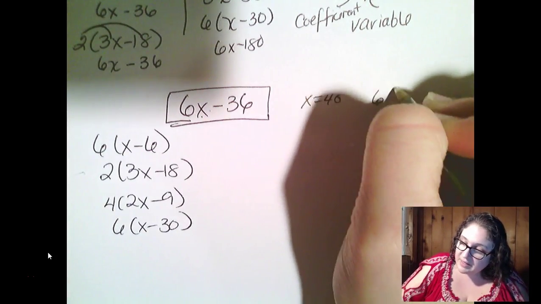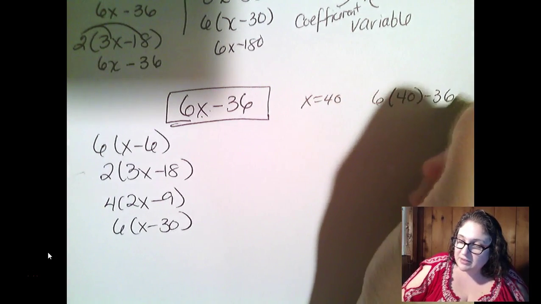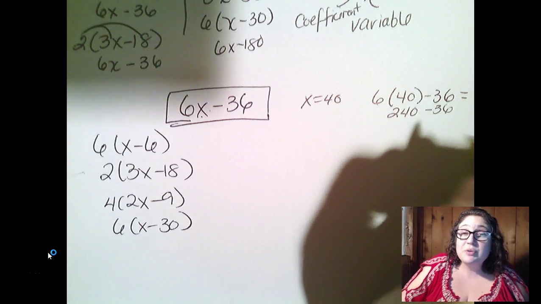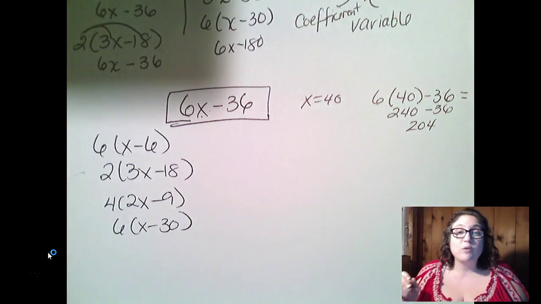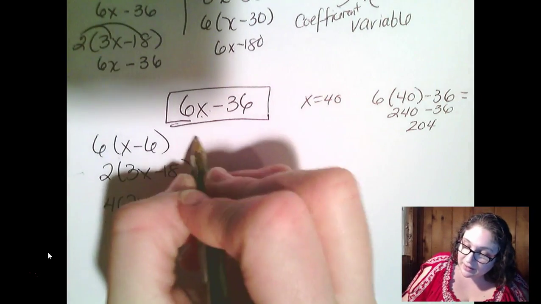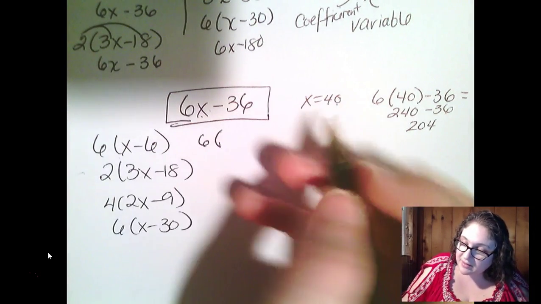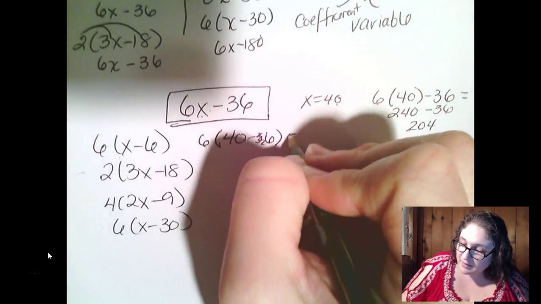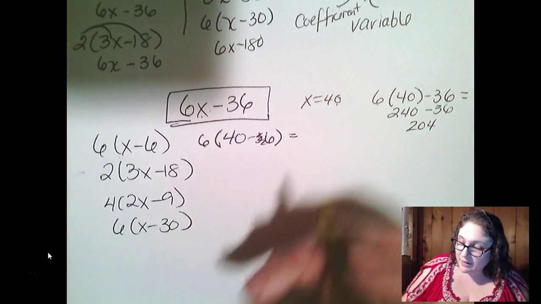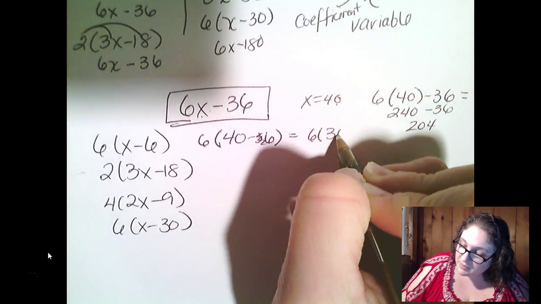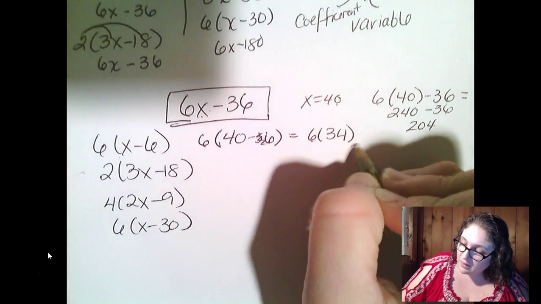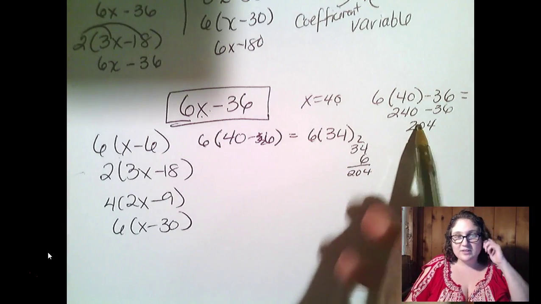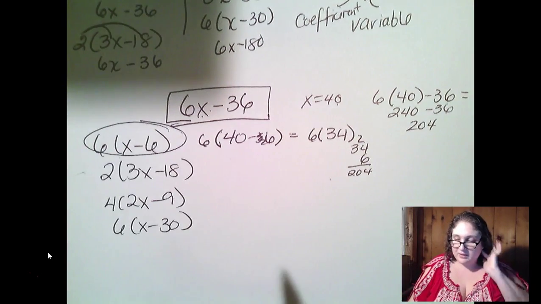Here, we're saying 6 times 40 minus 36. Well, this is 240 minus 36. So our go-to number that we're trying to catch is 204. Okay? So let's see here. Now we're saying 6 times, remember x is 40, 40 minus 6, because all I'm doing is substituting 40 in for x. So that means we have 6 times 34. I don't have a calculator handy. I get 204. 204 is the magic number. I get it here, so this is correct.